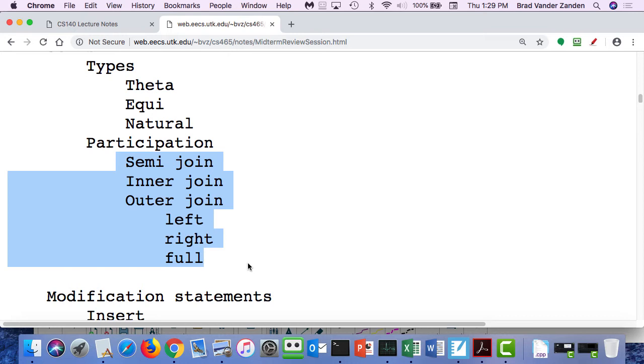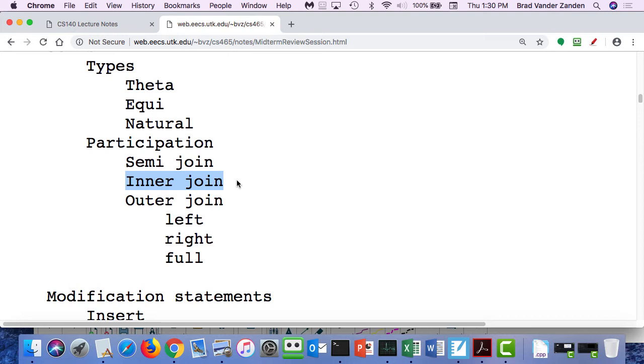So a semi-join is where, while we do a natural join or an equijoin on properties between two relations, in the result, we only care about the left relation. So for example, we might want all students that are taking CS1 465 this semester. So we do a join between students and courses, but all we care about is students. So that's a semi-join, because in the end, all we care about is one of the two relations. An inner join is what we do by default. It only includes the tuples where there is a matching tuple from each of the two relations.